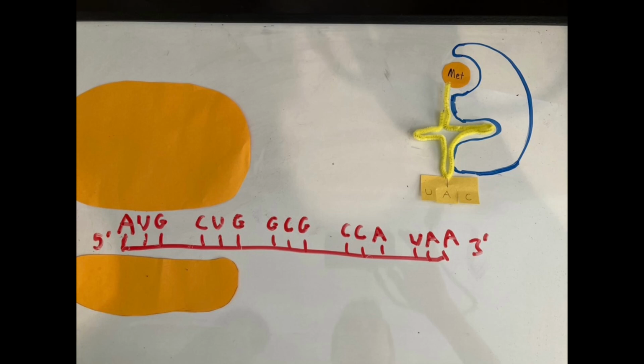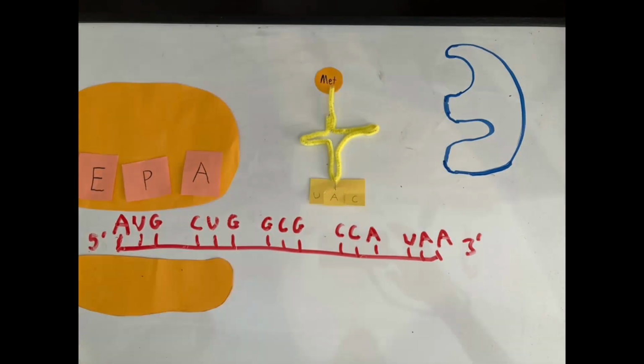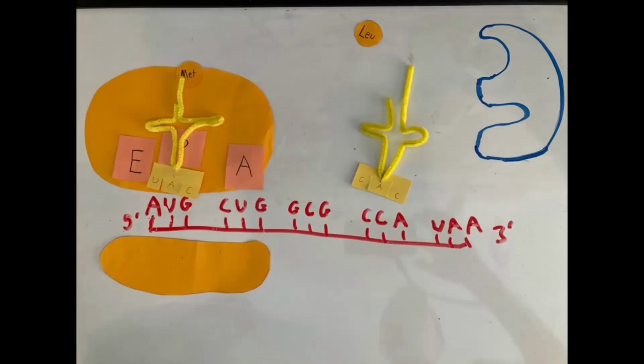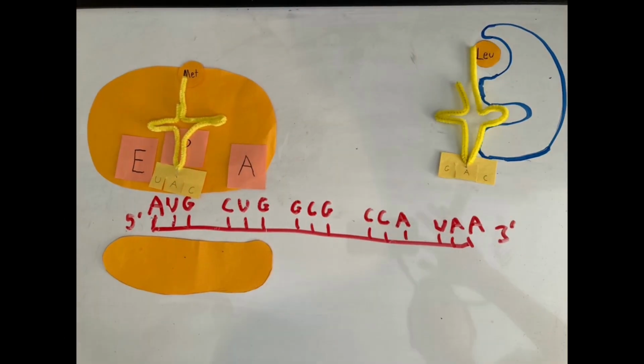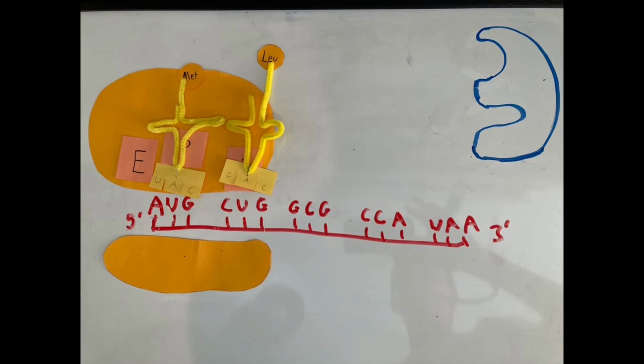In the large ribosomal subunit, there is an A site, P site, and E site. The anticodon from the tRNA and the codon on the mRNA match due to the complementary base pairing rule. Now starts elongation. Another tRNA gets bound to its matching amino acid, leucine. The tRNA attaches at the A site in the ribosome.